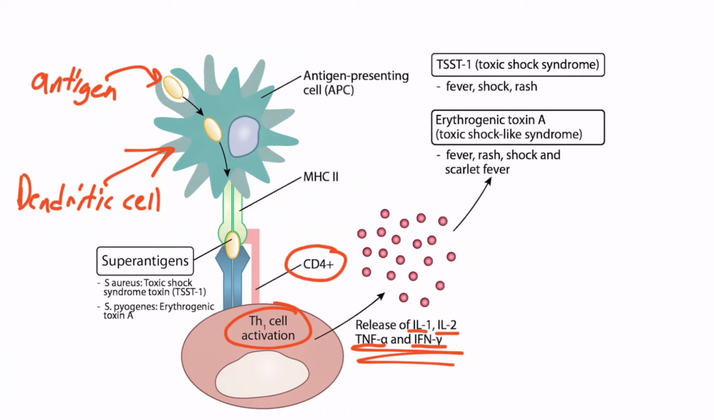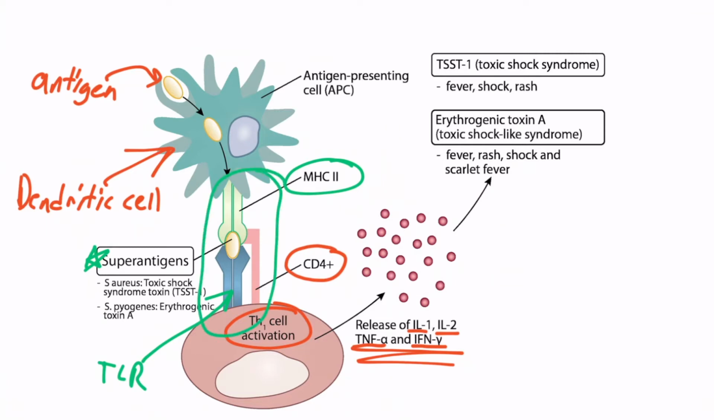However, in the case of superantigens, which we've shown right here, this antigen will basically lock the MHC class II and the T cell receptor, or TCR. The point is that this whole complex is basically locked, and there's a huge release of cytokines. This overabundance of cytokines causes a drastic immune response, leading to toxic shock. This occurs with two toxins, the toxic shock toxin, also known as TSST1, causing toxic shock syndrome, or the erythrogenic toxin A, which causes a toxic shock-like syndrome. So again, the top one is Staph aureus, and the bottom one is Strep pyogenes.